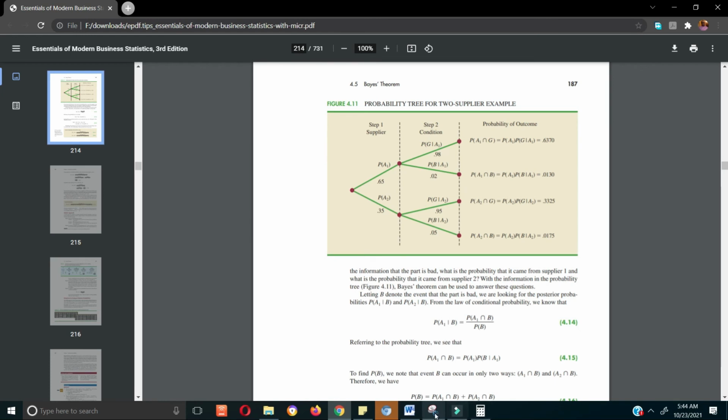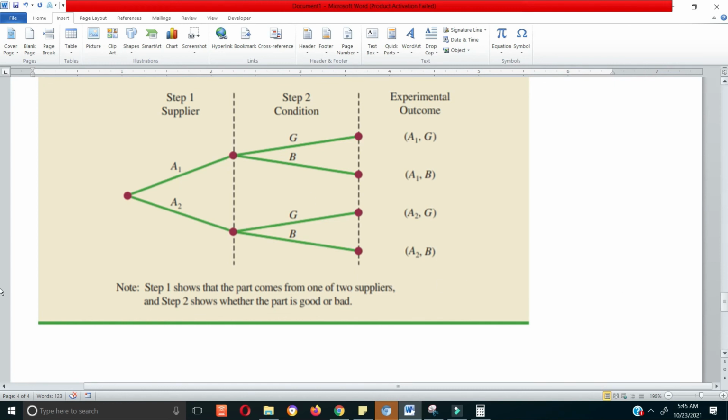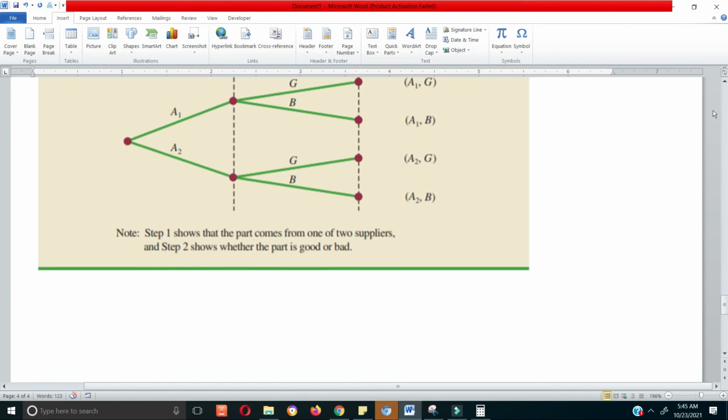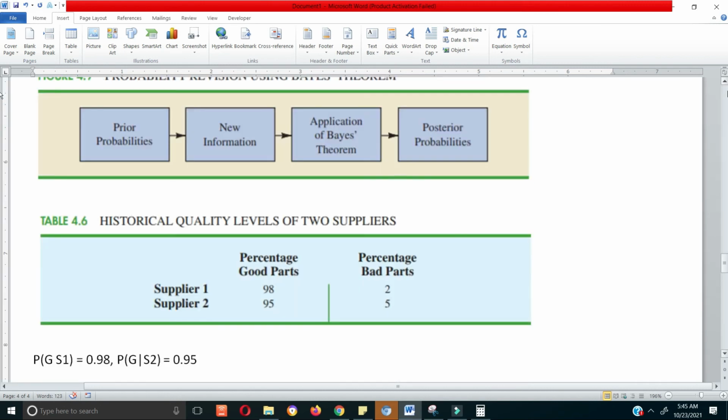So let me just copy this. These are the prior probabilities. The probability that it is supplier A is 0.65, and the probability that it is supplier B is 0.35. That gives us more information so that we can try this case. So the probability of good given supplier 1 is 0.98, the probability of supplier 1 is 0.65, and the probability of supplier 2 is 0.35.